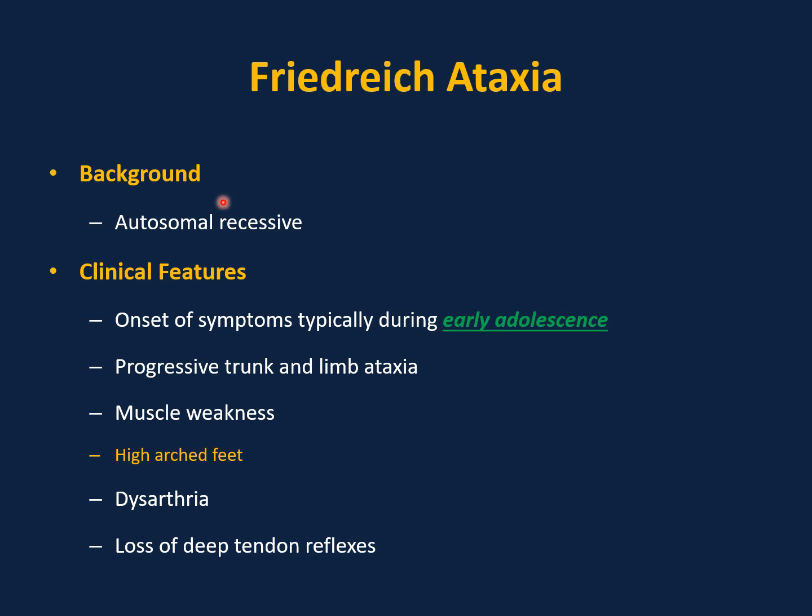Friedreich ataxia is an autosomal recessive disease. This disease appears commonly during adolescence. Remember, ataxia-telangiectasia appears during childhood. Friedreich ataxia appears during adolescence.